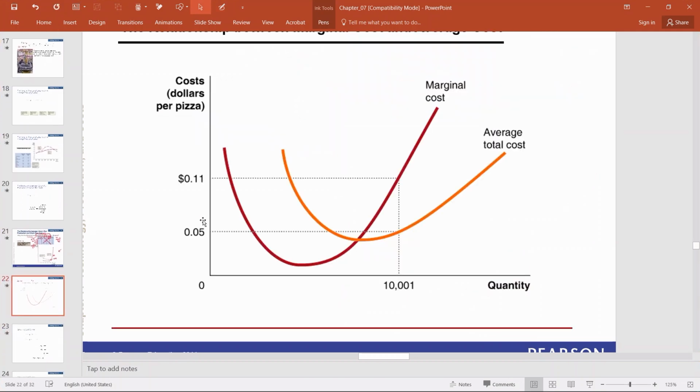Again, the same analysis here. Look at the average total cost, and this is marginal cost. Take this point. This point is the minimum of average total cost. When it reaches the minimum, marginal cost intersects it. And when average total cost is decreasing, marginal cost is below average total cost, which means less. But when average total cost is increasing, marginal cost is greater than average total cost.